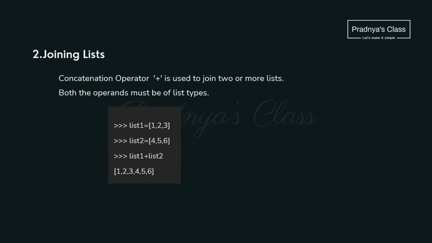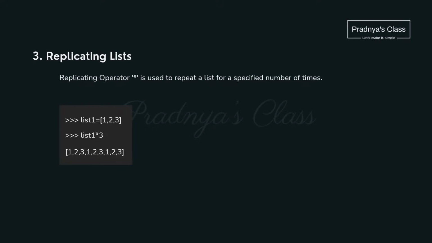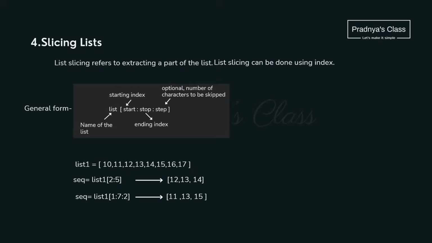If you want to join two lists, the concatenation operator also works in the same way to join two different lists into a single list. But both the operands should be of data type list. The replication operator also works in the same way as string. And here is an important concept. This is important in case of string, list as well as tuple. We already discussed it in the video of string. With the hope that you are clear with it, let's move ahead.